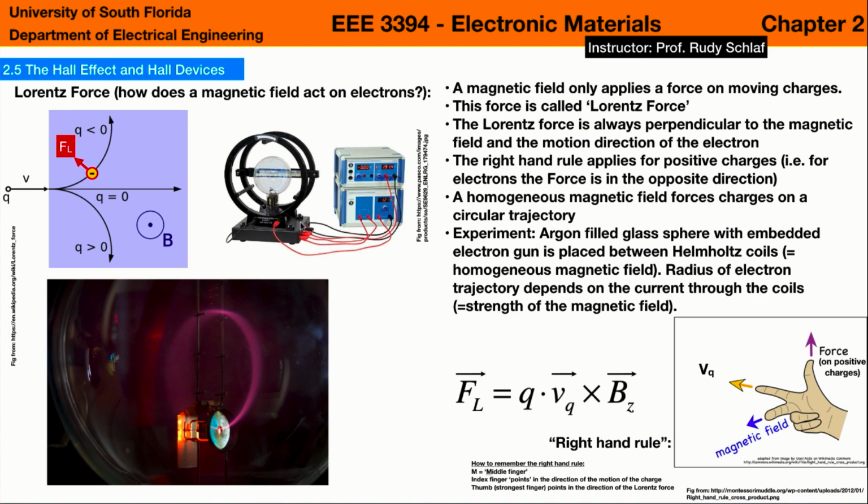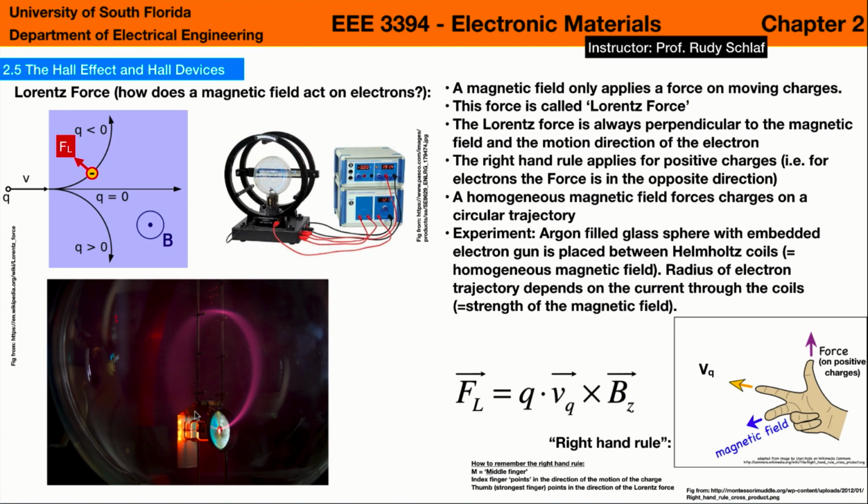If you ever wanted to see this Lorentz force in action, there's a really cool experiment which involves two Helmholtz coils that, when you pass a current through them, make a fairly homogeneous magnetic field into which one can put an evacuated glass sphere that is filled with pure argon and that contains an electron gun. When you shoot the electrons out of the electron gun and you turn on the magnetic field, you can observe them going on a circular track.